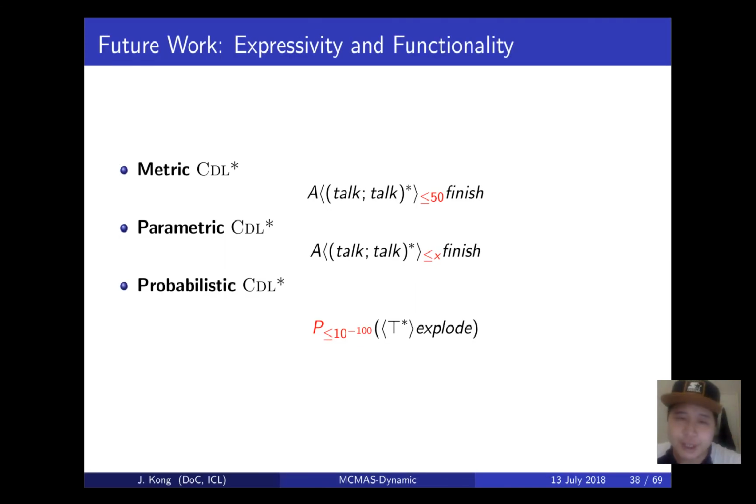So some possible extensions we could make to this project are as far as expressivity and functionality are concerned. We could consider a metric variant of CDL star, where we bound the length of a path prefix when considering a modality. And this can be useful for properties like liveness. And also we can look at parametric versions where we are trying to find the largest or smallest possible bounds that we can use for these modalities.